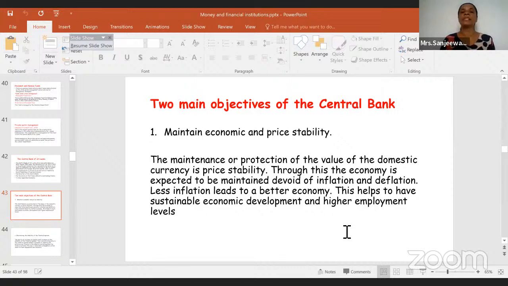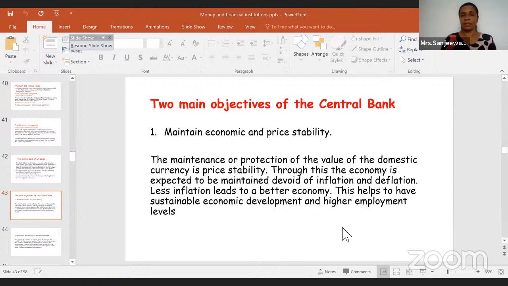First one, maintain economic and price stability. Something that we don't experience here in Sri Lanka. The maintenance or protection of the value of the domestic currency is price stability. No inflation, no deflation. Through this, the economy is expected to be maintained and inflation and deflation situations avoided. High inflation is not good, and high deflation is also not good. So a stabilized economic system is accepted.